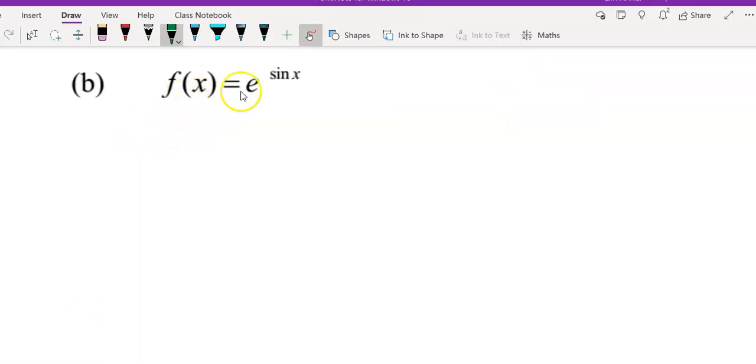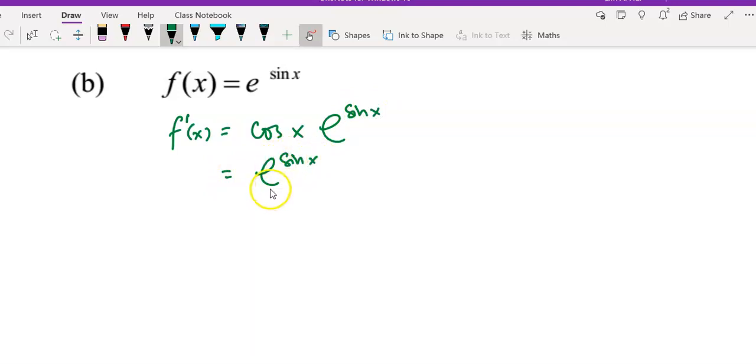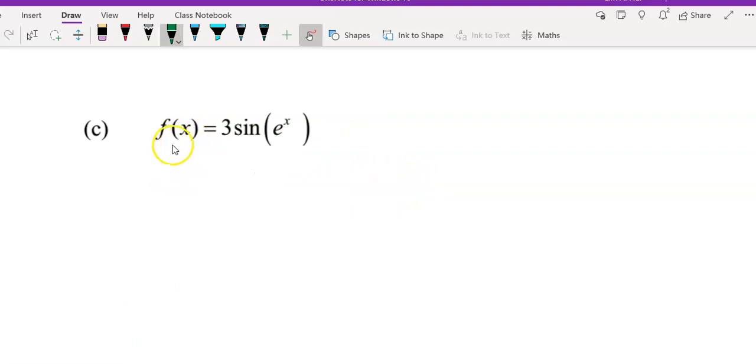Question B, we have f(x) equals e power of sine x. Again, to differentiate, we get f prime x. Differentiate the power first. Differentiate sine x, we get cos x. And we need to copy back the function itself, we have e^sin x. I always like to write in this form, that is e^sin x, exponential first, and then multiply by cos x.